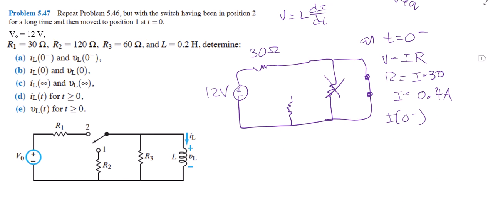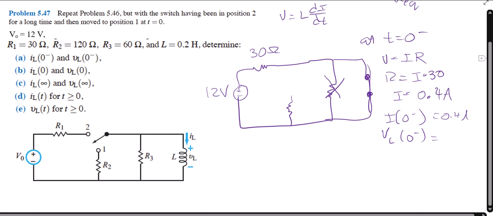Okay, so we're also supposed to find VL of 0 minus. Well, at 0 minus, there's a current flowing through this inductor right here. And on a straight wire, there is no voltage change. There's no voltage difference on different parts of a wire. So I of 0 minus is 0.4 amps, but VL of 0 minus is 0 volts.